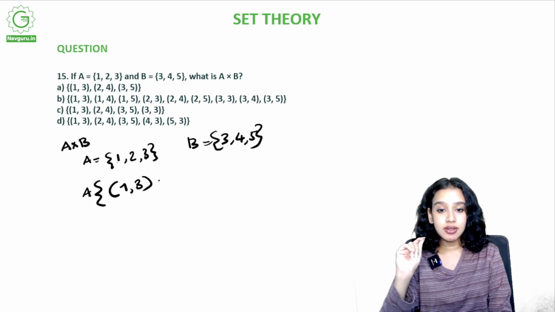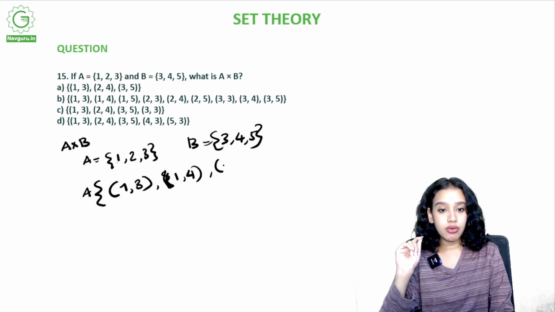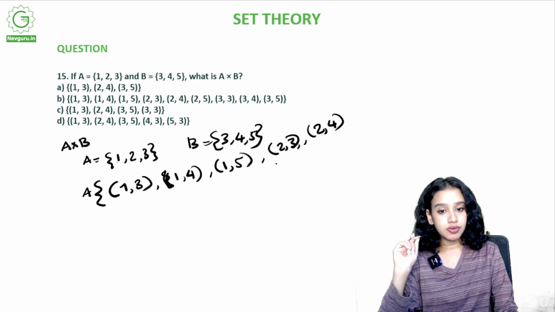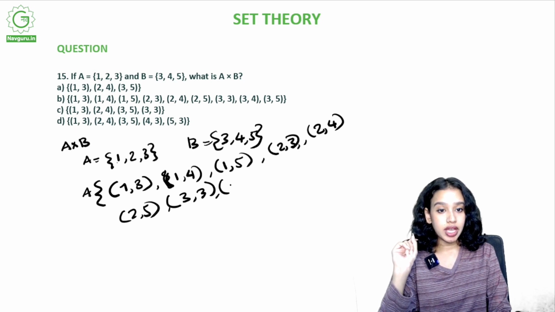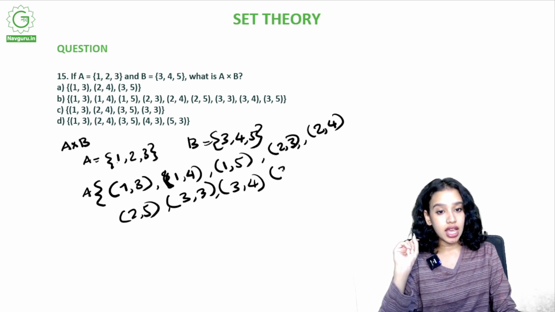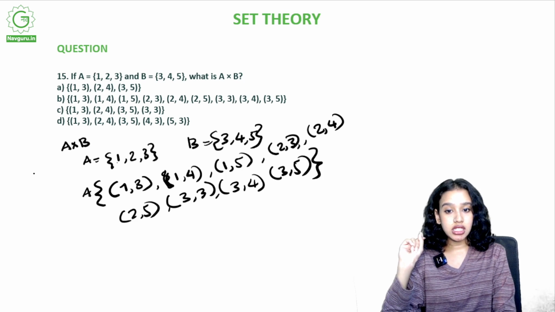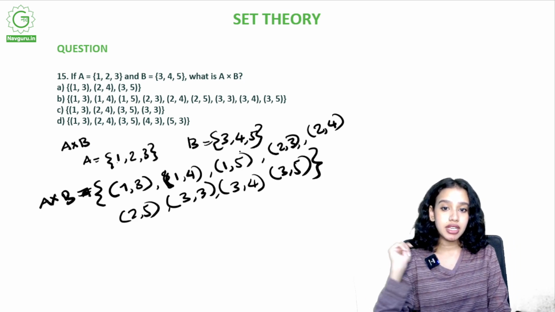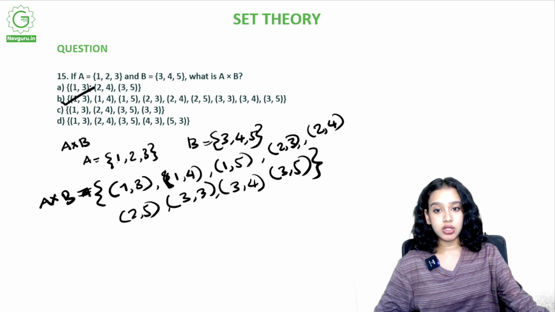When we put it in a circular bracket, we call it an ordered pair. So, (1, 3), then we have (1, 4), then (1, 5). Same way we have (2, 3), (2, 4), (2, 5), then (3, 3), (3, 4) and (3, 5). So this is A cross B, that is A multiplied by B. So this is the answer for this question.